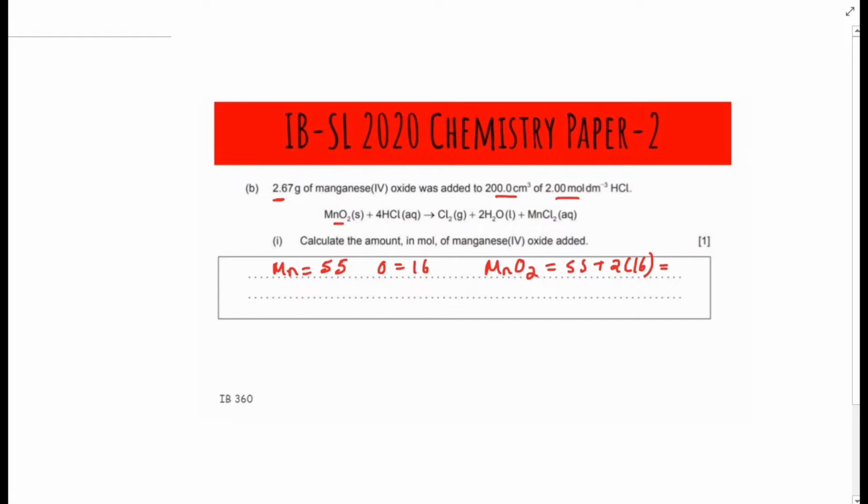So, it comes out to be 87 grams per mole. Okay, so the number of moles is given weight divided by molar mass, that is 2.67 divided by 87. This finally comes out to be 0.0307 moles. Okay, and that's the final answer to this question.